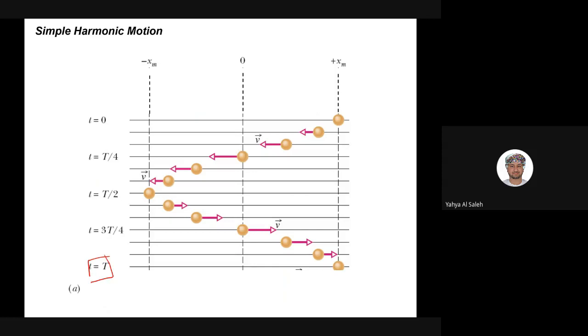Where have we seen this T before? Capital T, time period. Do you remember? Circular motion. Yes, exactly. Remember when we were looking at how long it takes to go one circle, because it would also come back to the exact same place over and over again. So you're starting to see a link between the time period in circular motion and the time period in simple harmonic motion.